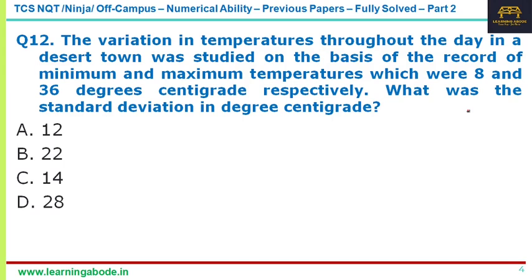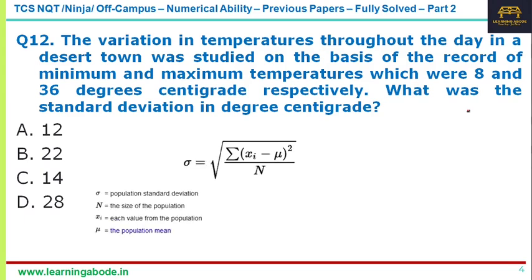Here they have asked to find the standard deviation, but they have given only 2 values, one minimum value and another maximum value. Temperature is recorded. The minimum temperature is 8 and the maximum temperature is 36, and what we want is the standard deviation in degree centigrade. Now, this is the formula for standard deviation. Here x is each value of the population, this is the mean value, and n is the number of items.